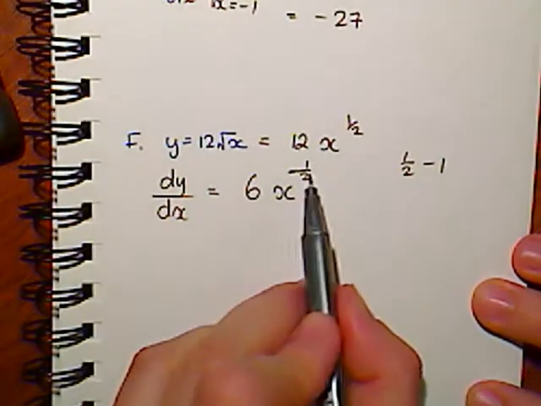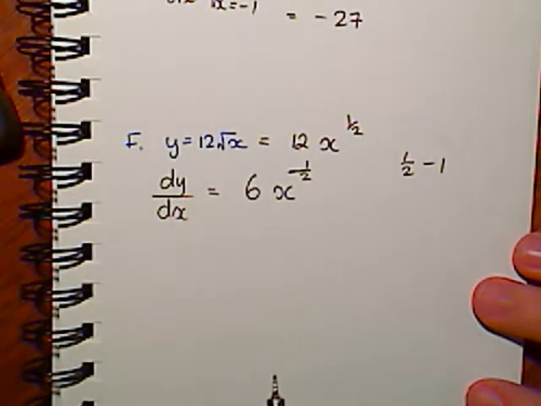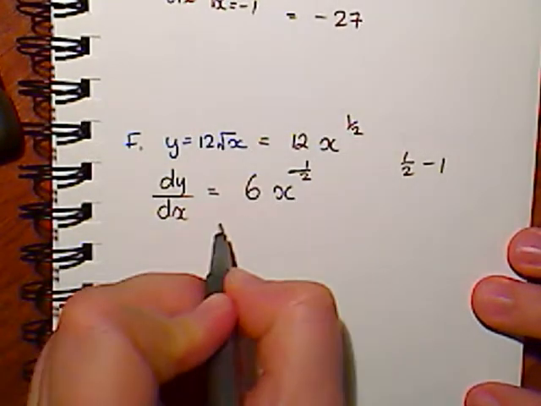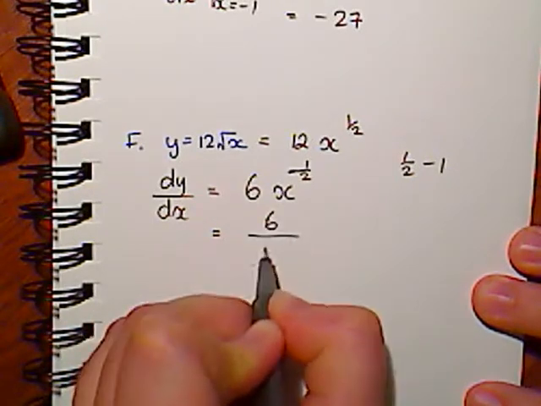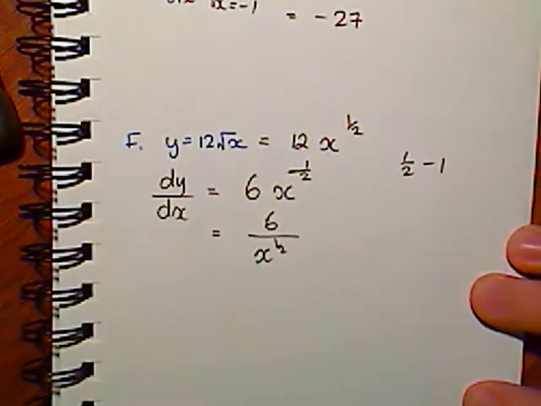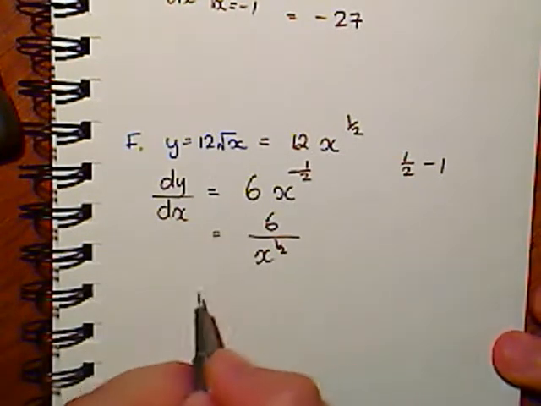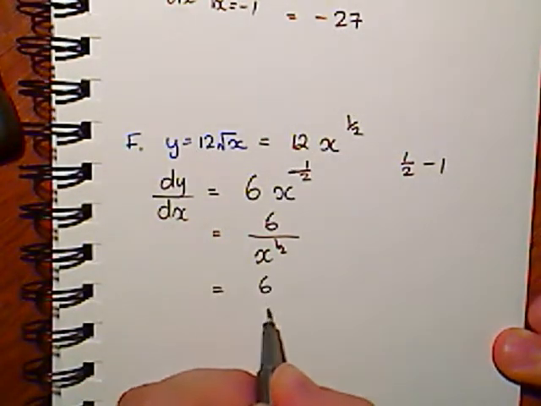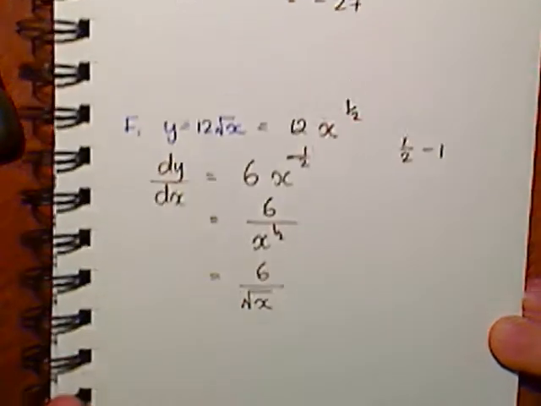It's also a very common place for an arithmetic error with fractions. So of course the negative index means it's on the bottom of a fraction, so this is actually 6 over x to the half. And we know from before that a half is a square root, so this is actually 6 over the square root of x.